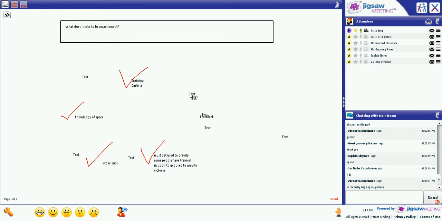qualifications. A few that aren't up here that I would like to add are mental awareness and physical fitness. Astronauts need to be able to adjust to their surroundings. So if something goes wrong in space, they need to have the mental ability and the physical ability to fix whatever is going on.